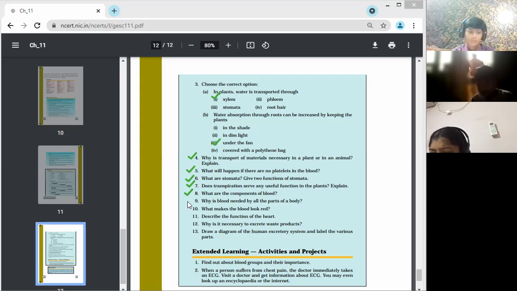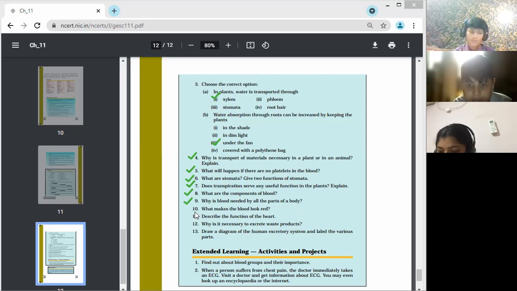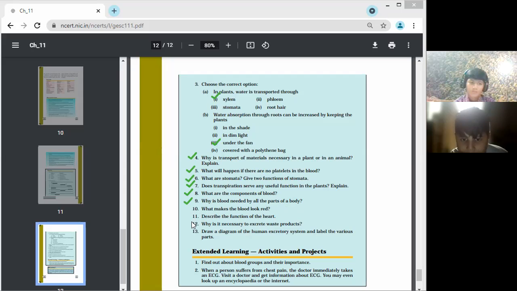Next is Vedika. Next question: why is blood needed for all parts of the body? Question number 9. Blood is needed by all the parts because it contains digested food and oxygen in it. It supplies the oxygen and digested food to various parts of the body to provide essential energy to them, which helps the body to perform various functions.